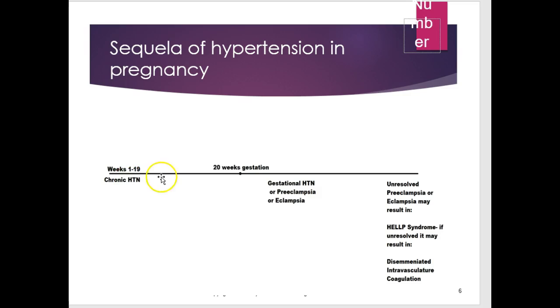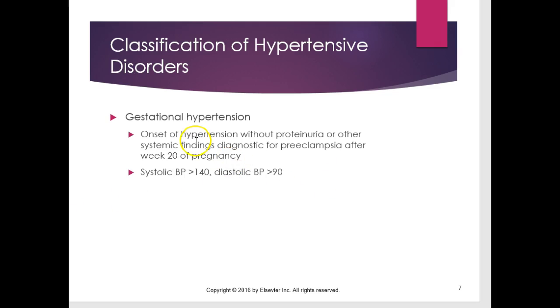So I just wanted to show you about the weeks and when things happened. So gestational hypertension is hypertension without proteinuria or other systemic findings. Those are those ominous findings I keep talking about. Diagnostic for preeclampsia after the 20th week. And of course, the blood pressure needs to be 140/90 for it to be diagnostic.